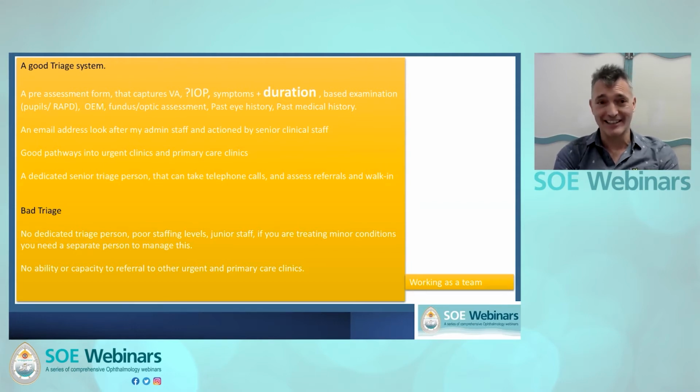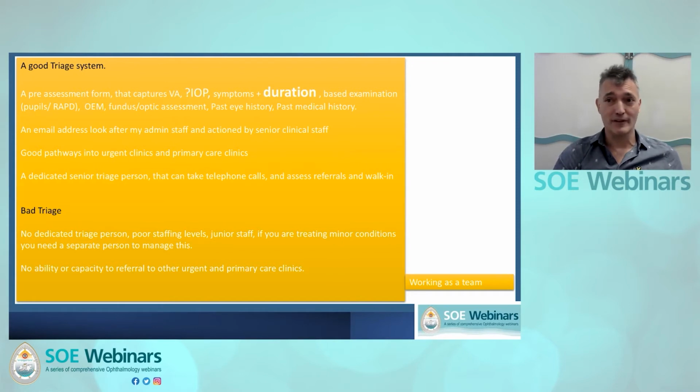It's also important to have a dedicated senior triage person. They can take telephones, assess referrals and walk-ins, and that means they're not getting clogged up with seeing and treating patients. This brings us to a bad triage system. If you don't have a dedicated triage person, you're going to get everything coming in. There won't be any effective triage. Poor levels of staffing, again, who's going to answer the telephone if you're treating patients and just trying to get through everything?